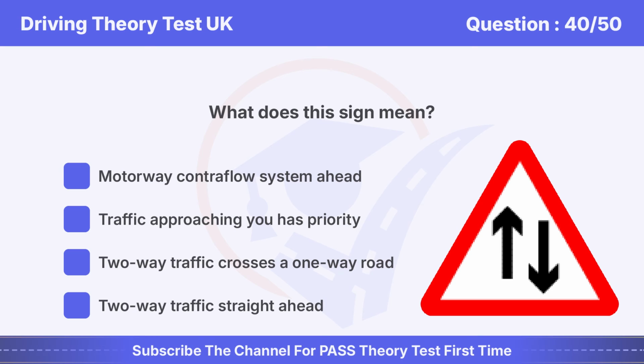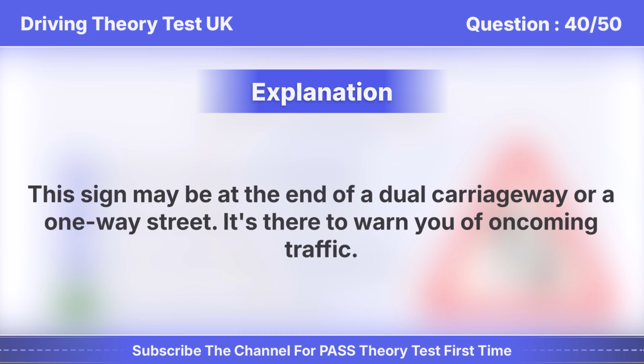Question 40. What does this sign mean? Answer is D. Two-way traffic straight ahead. This sign may be at the end of a dual carriageway or a one-way street. It's there to warn you of oncoming traffic.